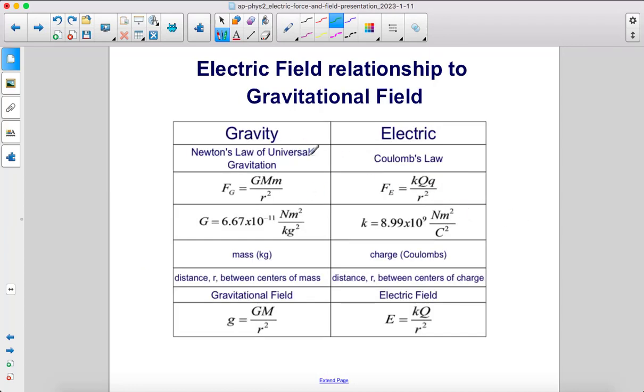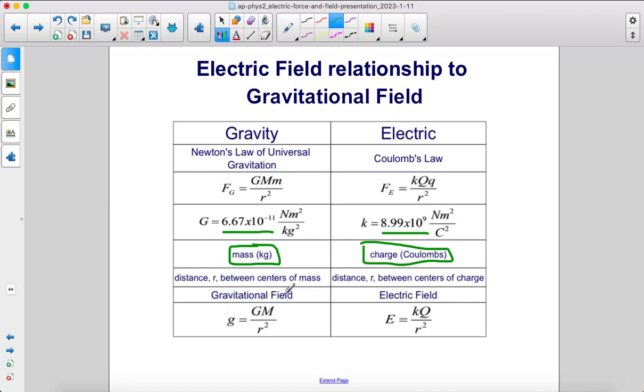So for gravity, we have Newton's law of universal gravitation, G m m over r squared. For the electric force, we have Coulomb's law, k Q q over r squared. So very similar equations. However, the constant in Newton's law of universal gravitation is a really small number, whereas the constant in Coulomb's law is a really big number. Gravity and the force of gravity and the gravitational field all depend on mass, while the electric force depends on charge. They both depend on r with an inverse square relation, so they both have r squared in the denominator.